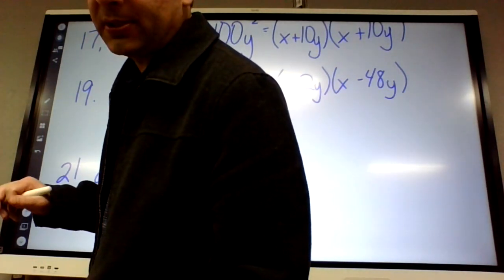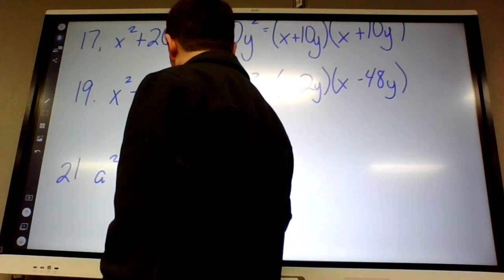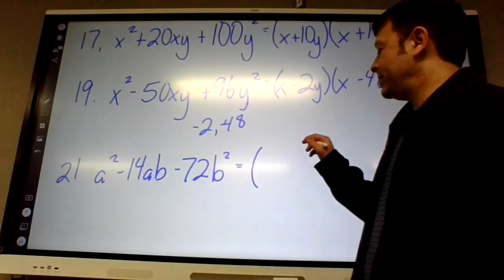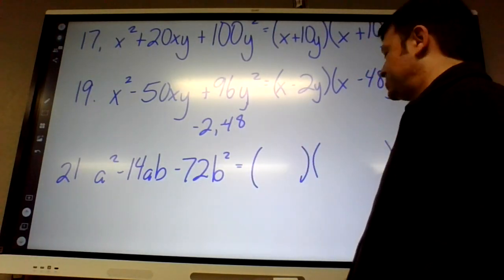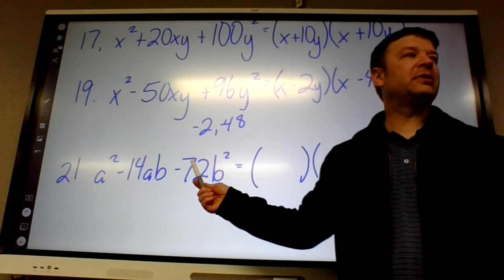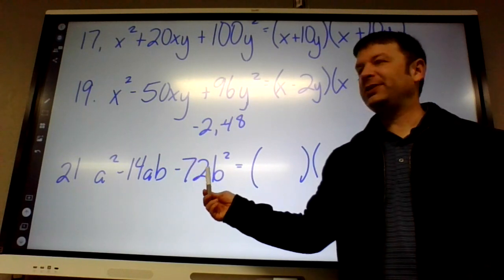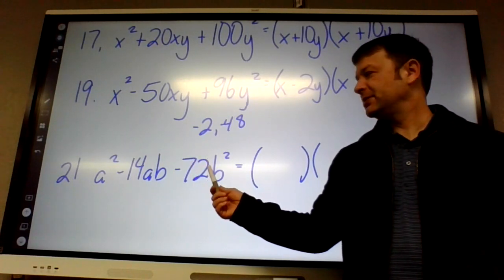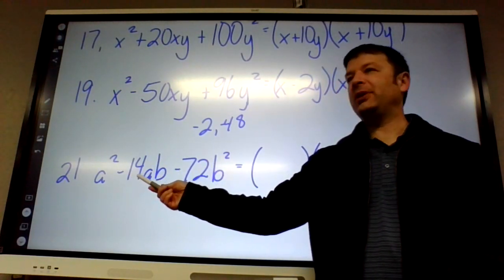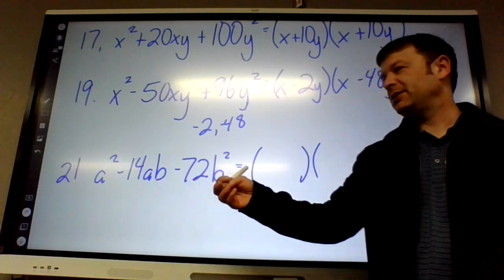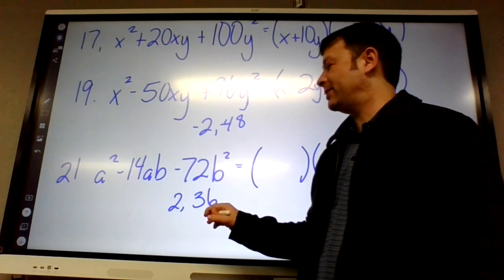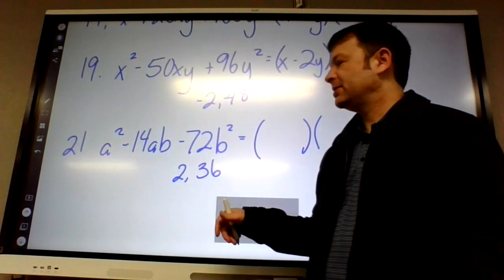This one's got a and b. In your times tables, what goes into 72? 8 and 9. Can we get a 14 out of 8 and 9? No. 2 and 36. Can we get a 14 out of that? Yes, 2 and 7. Okay.